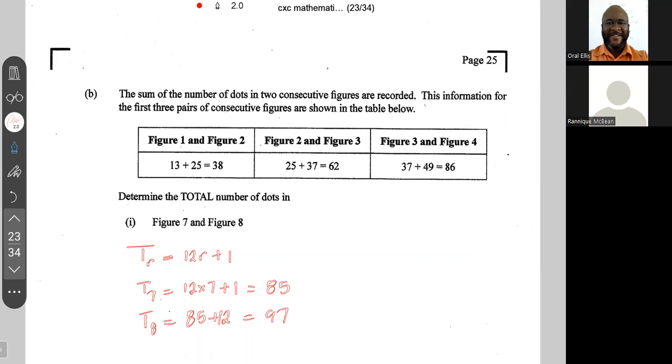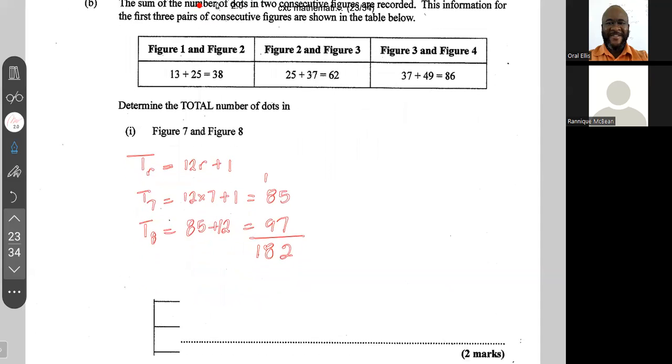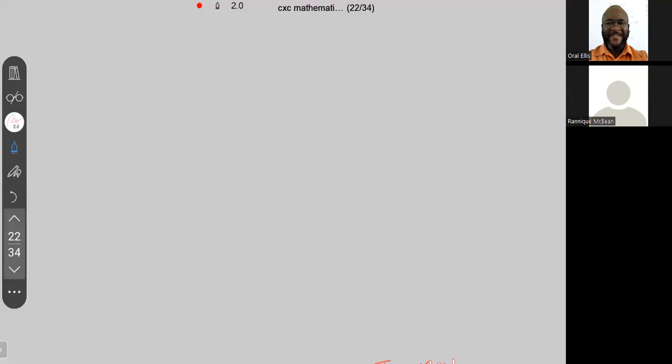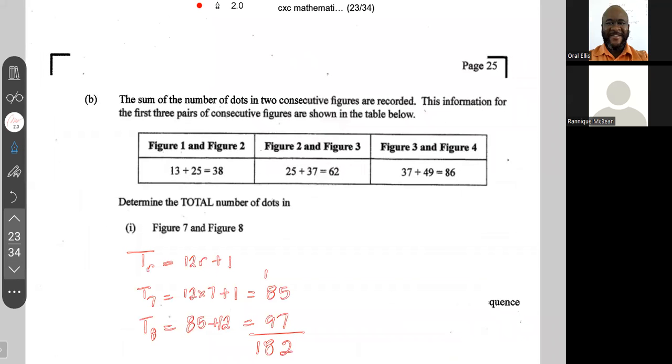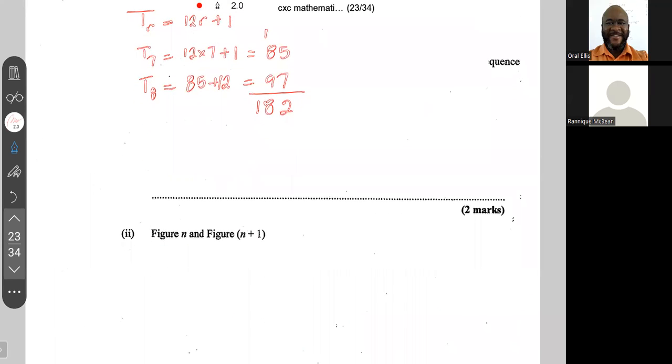And we're told to add them. If we add them, we're going to get 182 dots. So the total number of dots in figures 7 and 8 is 182 dots. Now, the last part of the question, it says figure n and figure n plus 1.